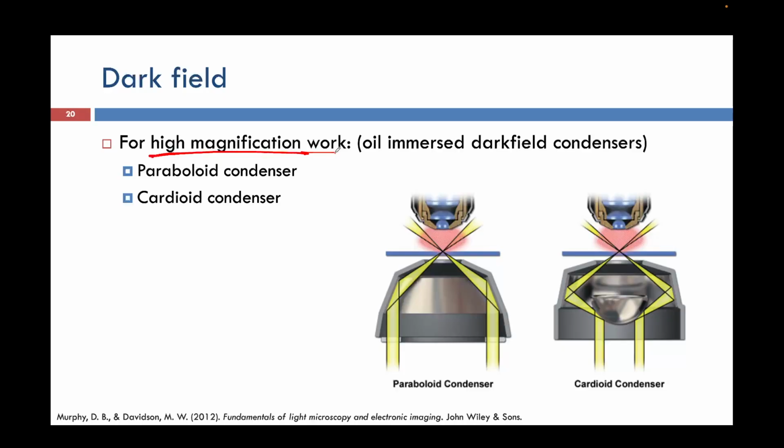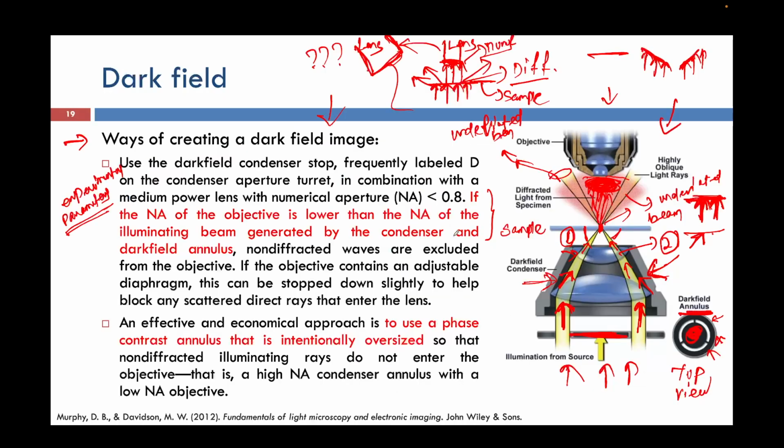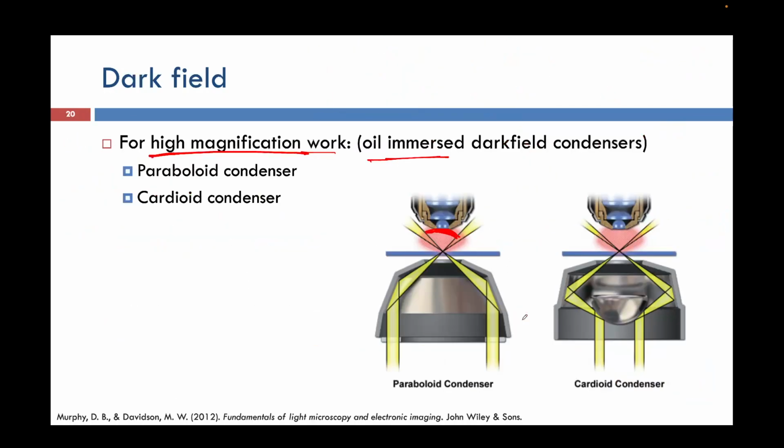If we want to use the microscope in dark field mode for higher magnification work, we need to use oil immersion instead of air. We need to use the oil-immersed dark field condenser, and that will give us access to a large number of diffracted beams. A large number of diffracted beams means you can go to a little higher magnification compared to the previous one. And there are two types of dark field condensers for high magnification work, like this dark field condenser here.